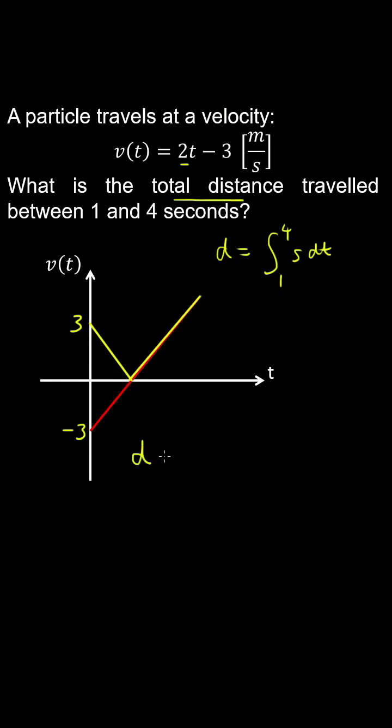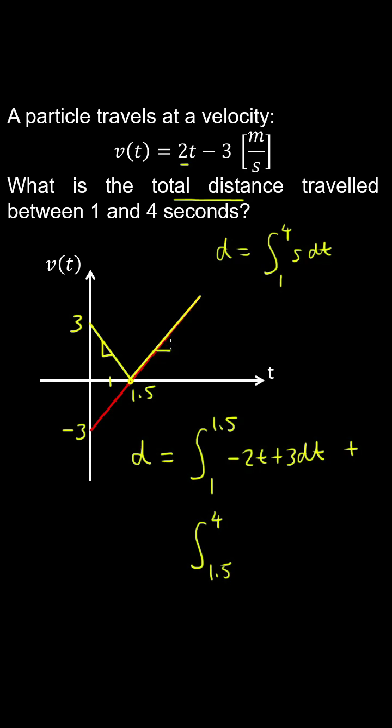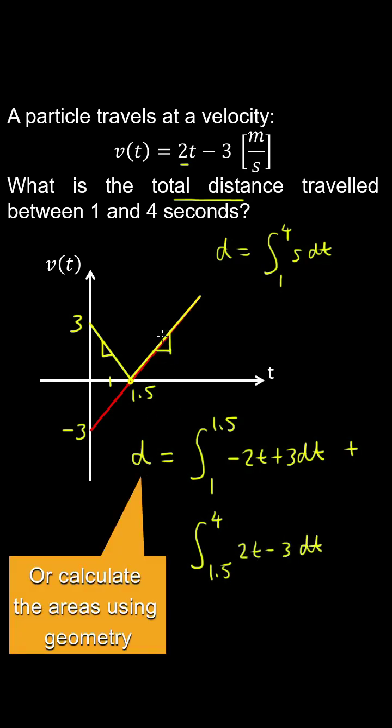Therefore the total distance travelled is the integral from 1 second to 1.5 seconds, where the speed and velocity are both 0, and the equation of this curve is minus 2t plus 3. And then we add the area under the speed versus time curve from 1.5 seconds to 4 seconds. So the equation for the speed here is 2t minus 3. So basically we're evaluating the area under the speed versus time curve from 1 to 4 seconds piecewise.